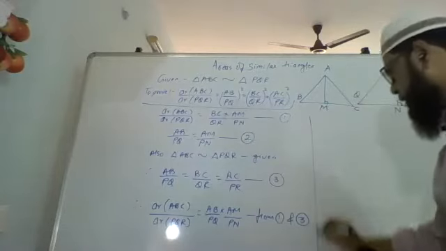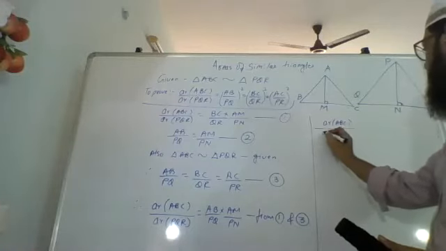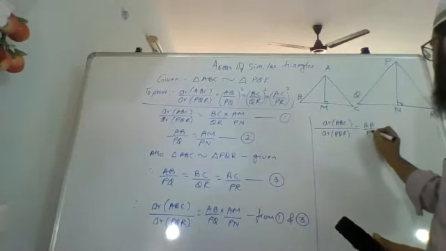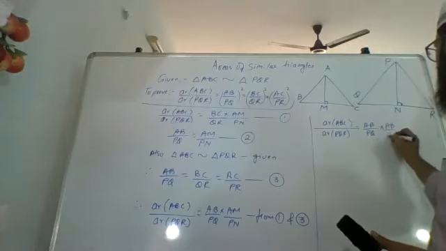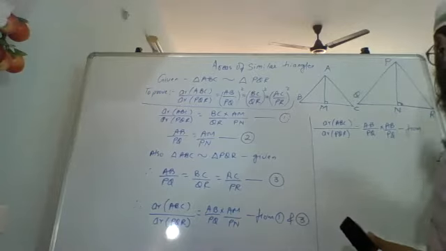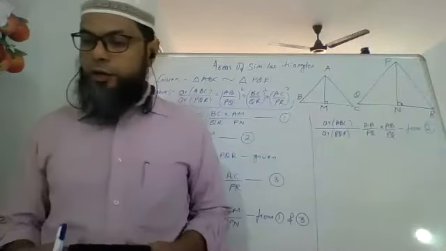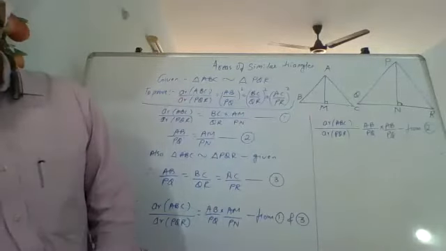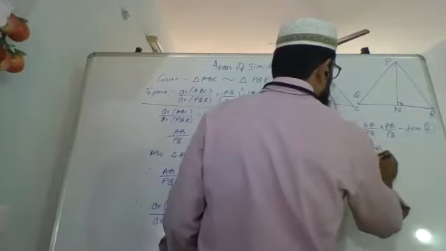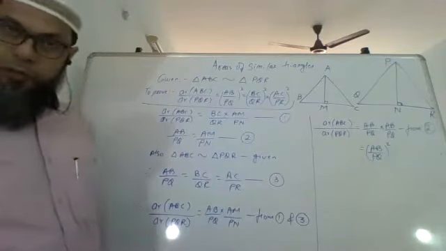Okay, so here now I'm going to say, therefore, area ABC upon area PQR equals AB upon PQ into AB upon PQ from 2. Okay, so I've got AB into AB from 2. So this would become AB upon PQ the whole square.